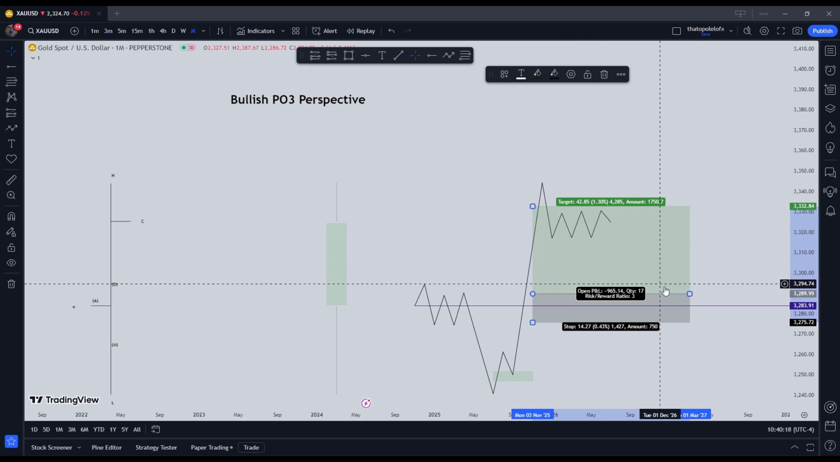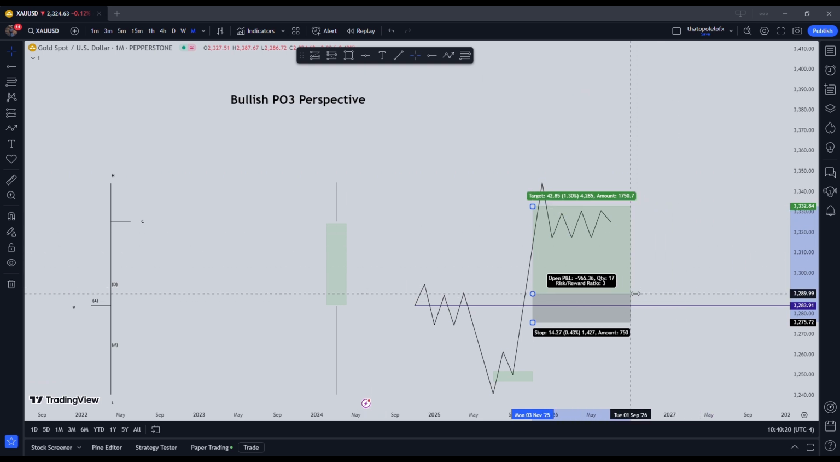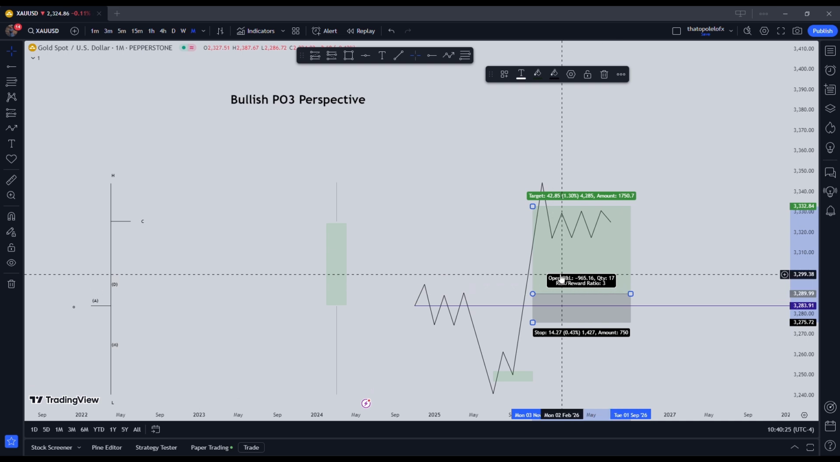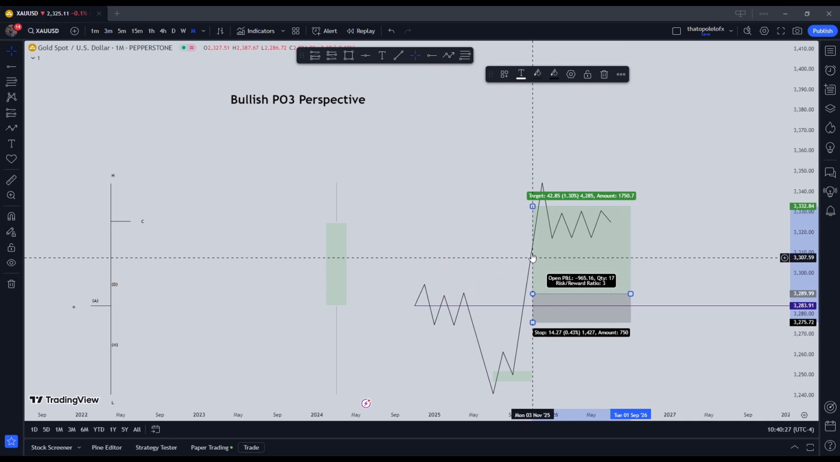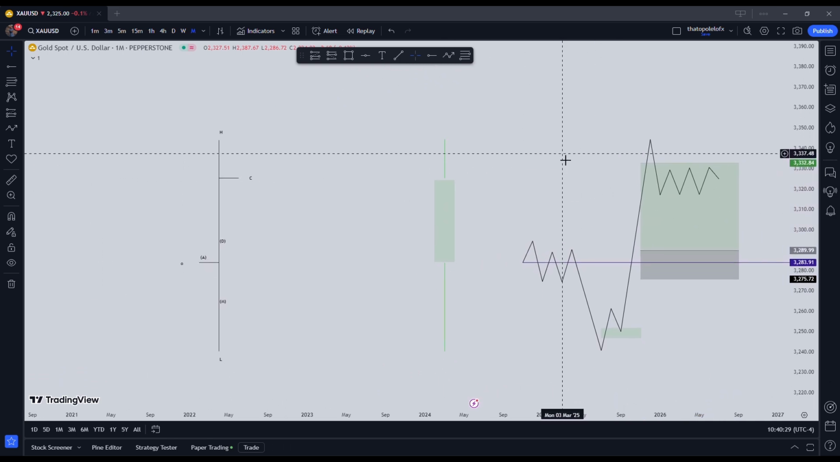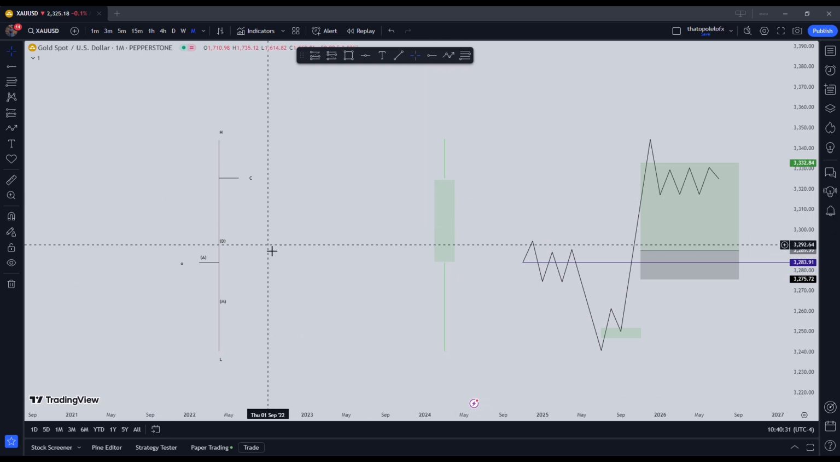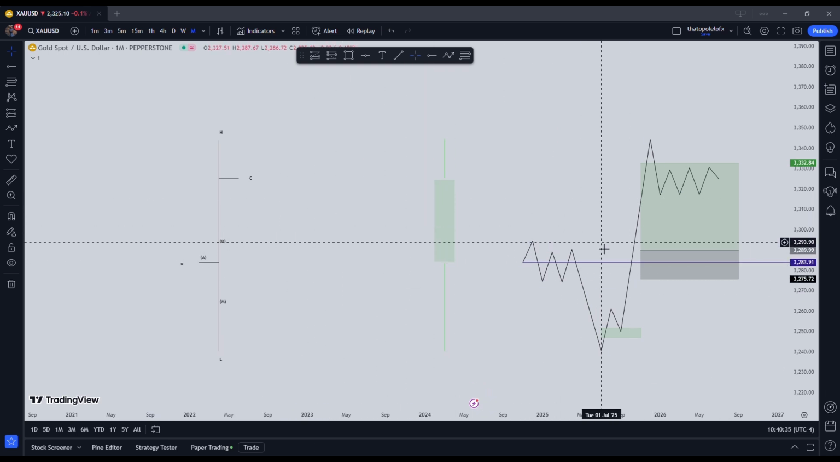So this is really the bullish power of 3 point of view, or perspective, in different charts. With that being said, let's look at the actual chart walkthrough to give examples of the power of 3, both for bullish and bearish markets.